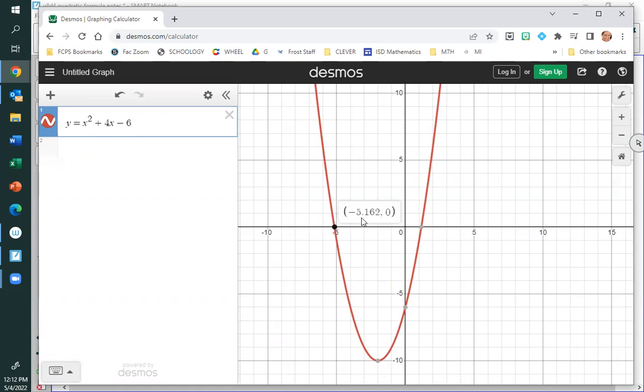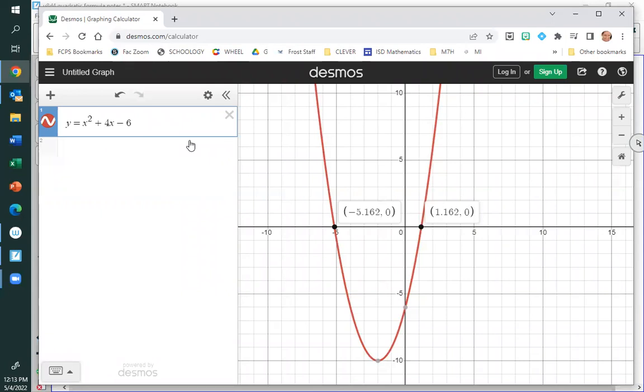We said we want one x-intercept to be at negative 5.16. They're saying negative 5.162. And over here, my other one is at 1.162. Is that what we calculated? Yes, yay. Okay, so Desmos is your friend for sure on your SOL.